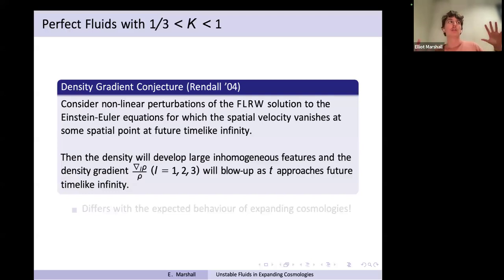In particular, he conjectured that if we consider nonlinear perturbations of the FLRW solution to the Einstein-Euler equations, for which the spatial velocity vanishes at some point at future timelike infinity, then the density will develop large inhomogeneous features, and this quantity called the density gradient will blow up as we approach future timelike infinity. So the density gradient is this quantity here. It's the spatial derivative of the density divided by the density.